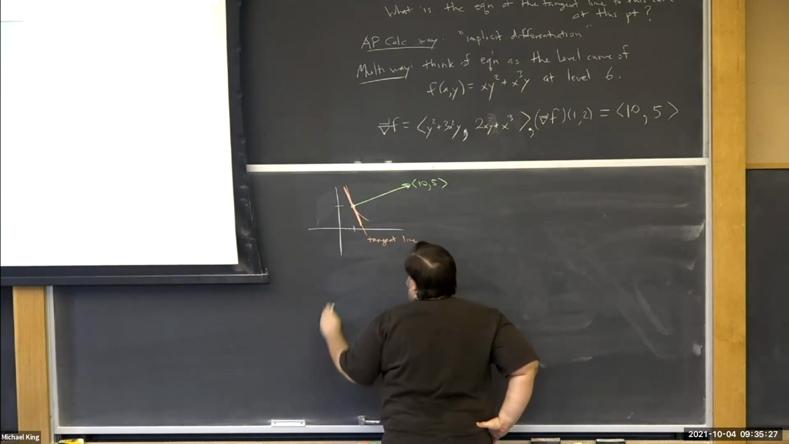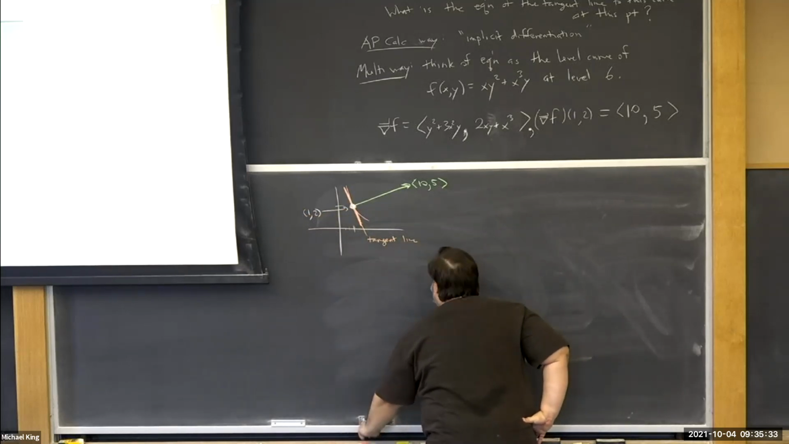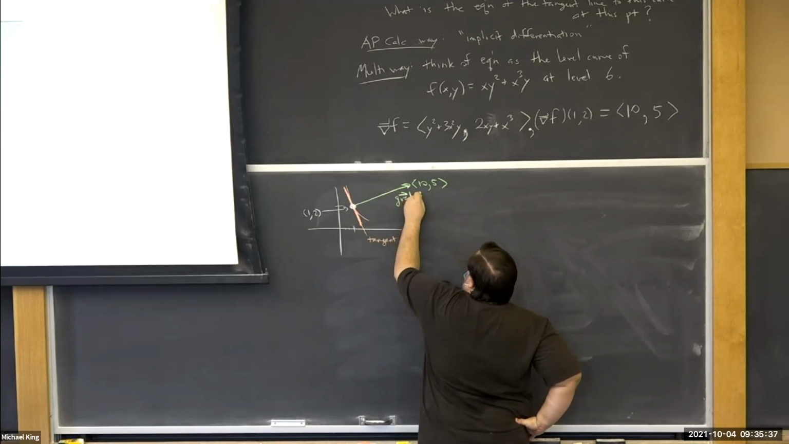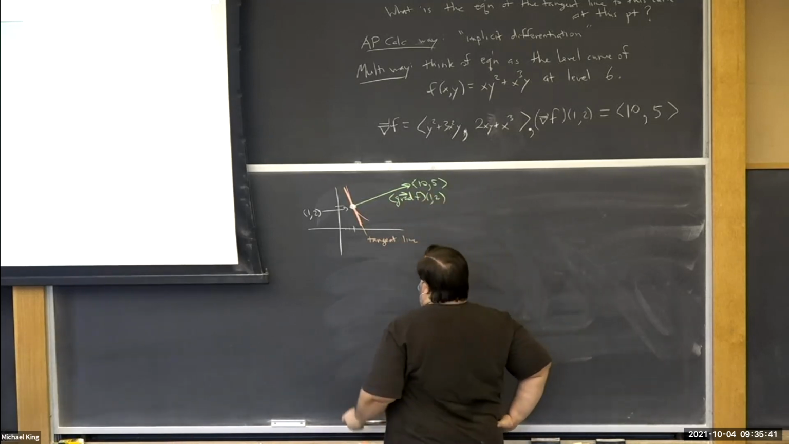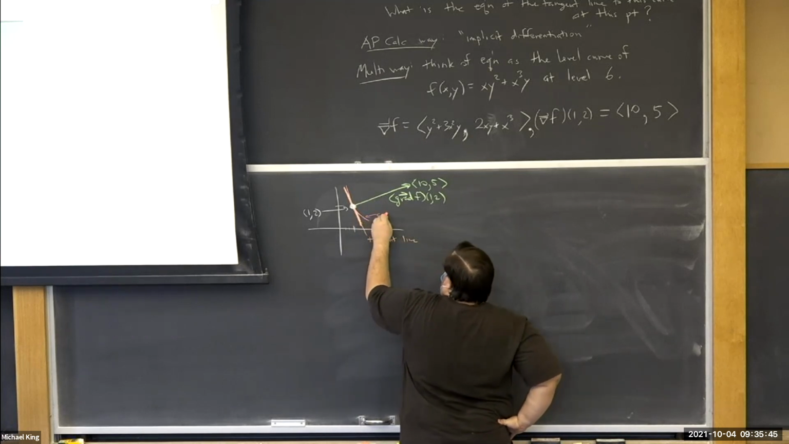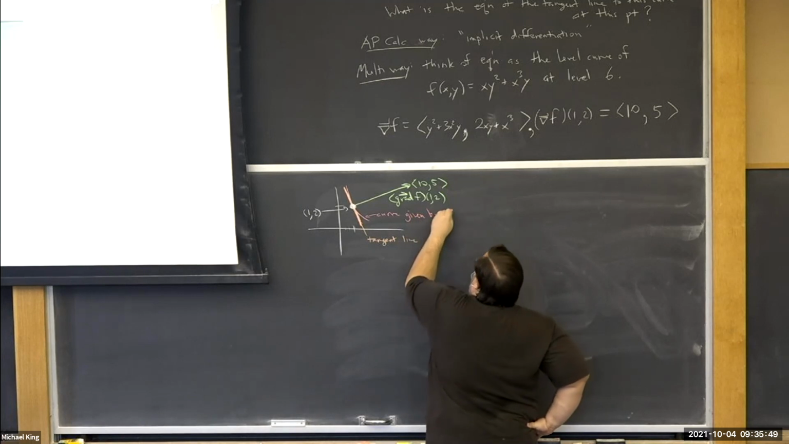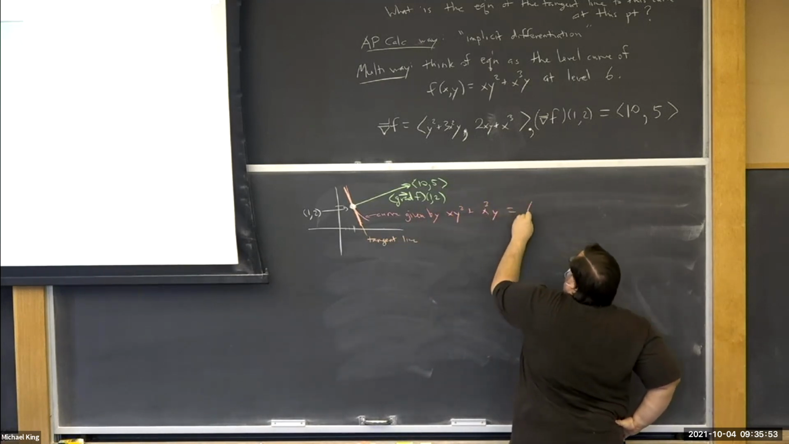This was the point (1, 2). This was the gradient of our function at (1, 2). And this was the curve, given by xy squared plus x cubed y equals 6.